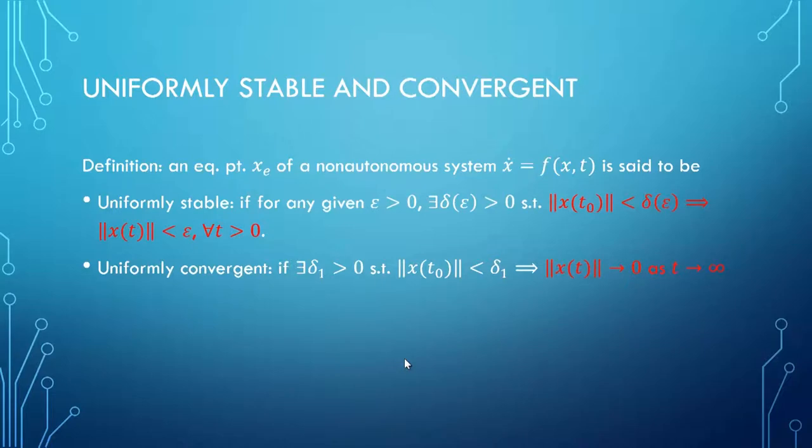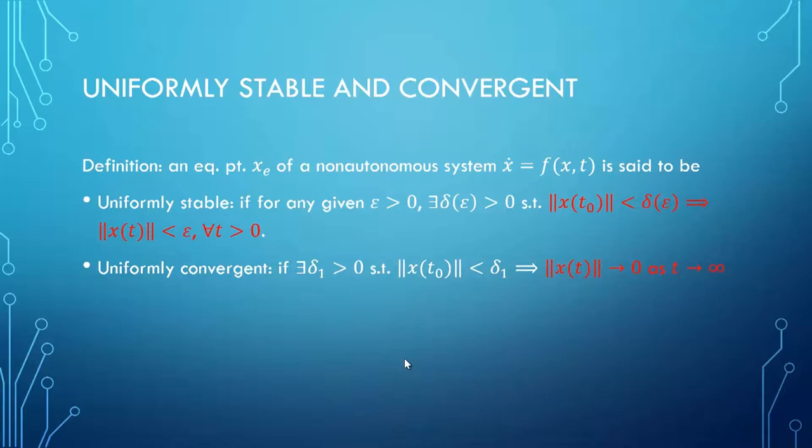Here we define stable and asymptotically stable before, right? Here we define uniformly stable and uniformly convergent. So what is uniform? Uniform usually means it doesn't depend on time. Uniformly stable is defined as: given any epsilon greater than zero, there is another delta function of epsilon, also greater than zero, such that if the initial condition is bounded by delta epsilon, then x(t) will also be bounded by epsilon for all time.